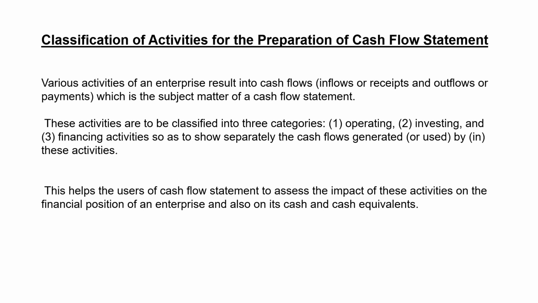To prepare a cash flow statement, we need a pro forma balance sheet and income and loss account, and we have to classify the activities for preparation of our cash flow statement. Various activities of an enterprise result in cash flows, inflows or receipts or outflows or payments, depending on the subject matter of the cash flow. These activities are classified into three categories: operating, investing and financing activities, so as to show how separately the cash flows are generated or used by these activities. This helps the user of the cash flow statement to assess the impact of these activities on the financial position of the enterprise, and also on its cash and cash equivalents.